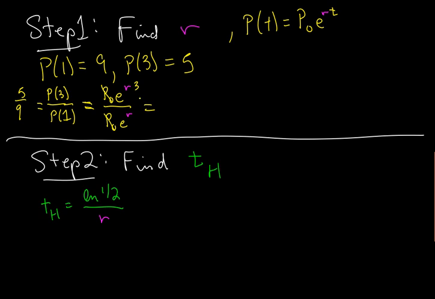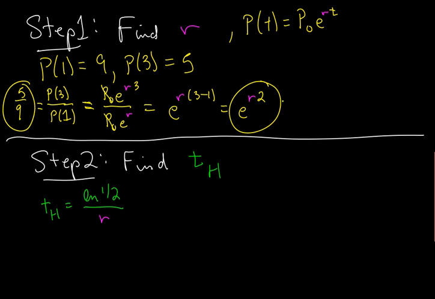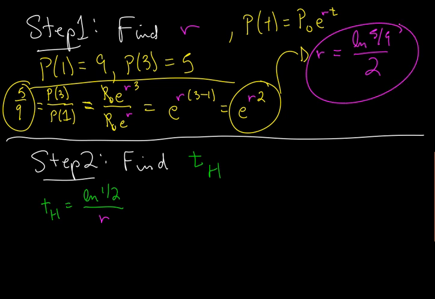But now here's another nice thing. When you take e to the r3 divided by e to the r, what happens? Same base, but you're dividing, so the exponents subtract. So you get e to the r times 3 minus 1, which is just equal to e to the r2. So you have this equals this, and they're equal to each other. When you solve for r, how do you do that? You know by now, ln of both sides, then you divide by 2, so you get r is equal to ln of 5 over 9 divided by 2. And there is your r.